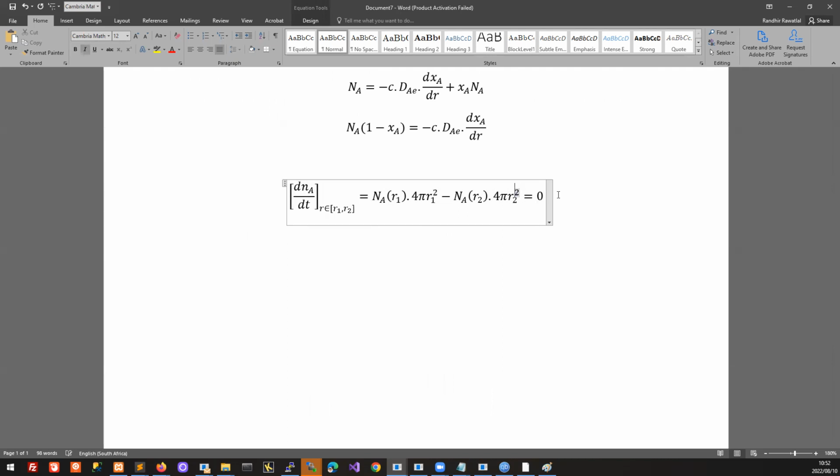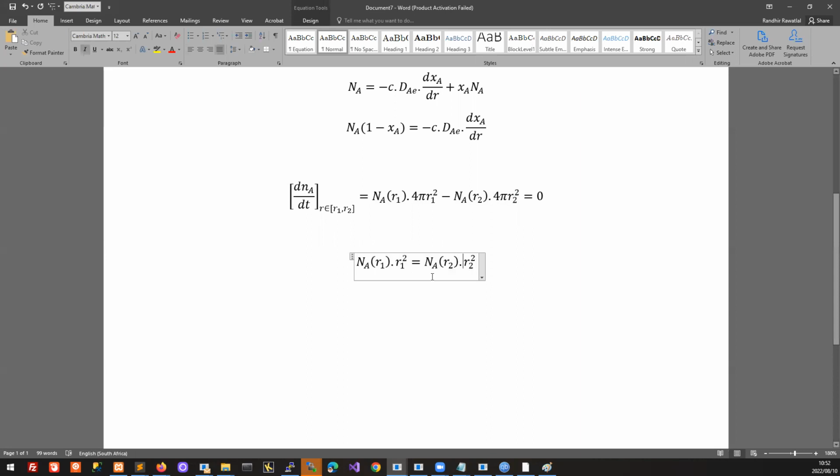In other words, we can say that these molar rates are equal. I don't want to say flow rates, but these molar rates are equal. We can cancel 4 pi on both sides, and we can see we are now weighted by R squared.